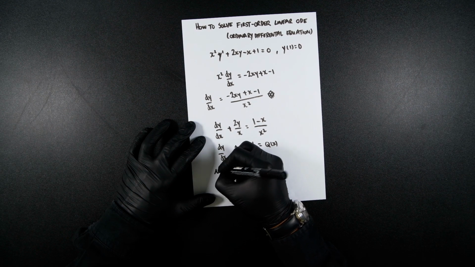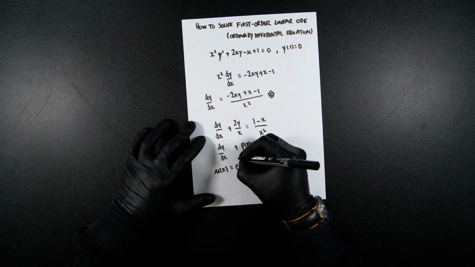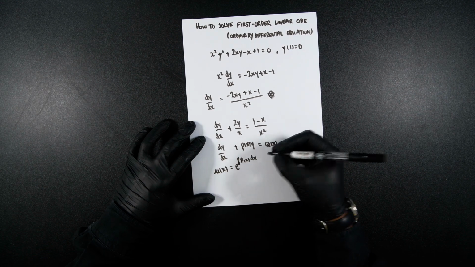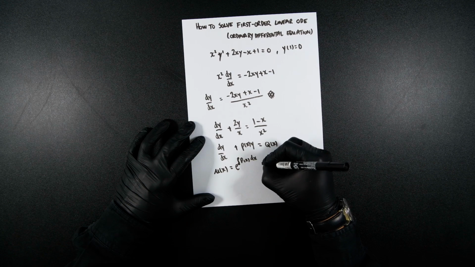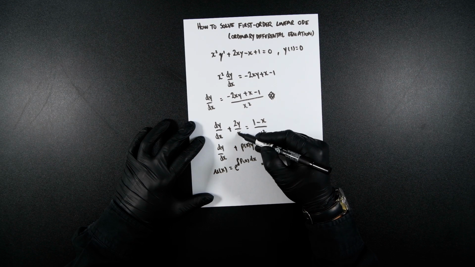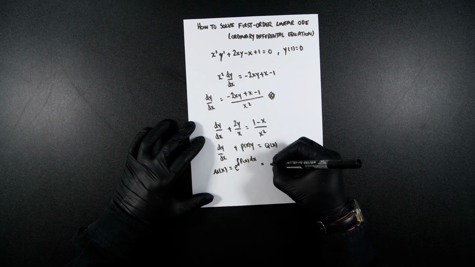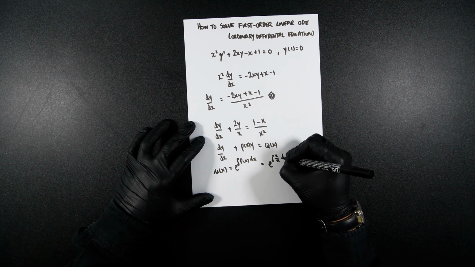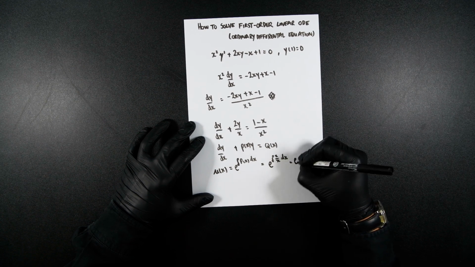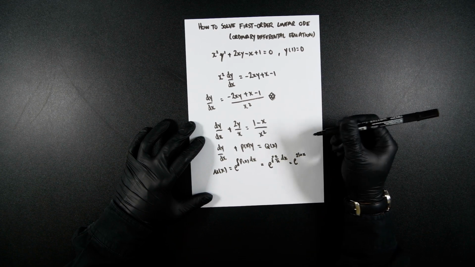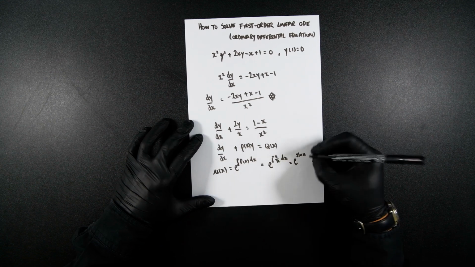So the integrating factor is mu(x), which equals e to the integral of p(x) with respect to x. So if I take what p(x) is, 2 over x, that is p(x) there. So that's going to be e to the integral of 2 over x dx, which is e to the 2 ln x, because we know 1 over x integrated is ln x. That's an identity you need to know.